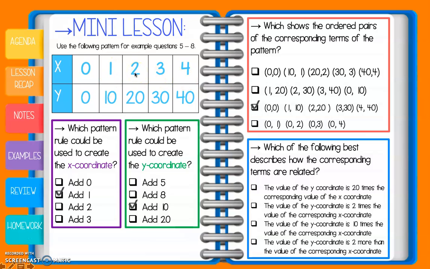So to get from 2 to 20, I'm going to multiply by 10. To get from 3 to 30, I'm going to multiply by 10. To get from 4 to 40, I'm going to multiply by 10. So the rule or the relationship is that the value of the y is 10 times x. We're taking our x values and we're multiplying them by 10 every single time to get to the y.